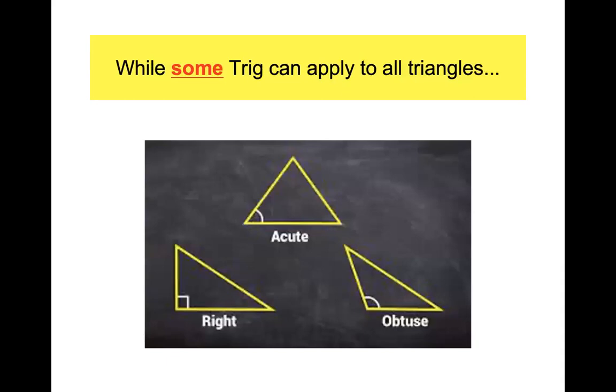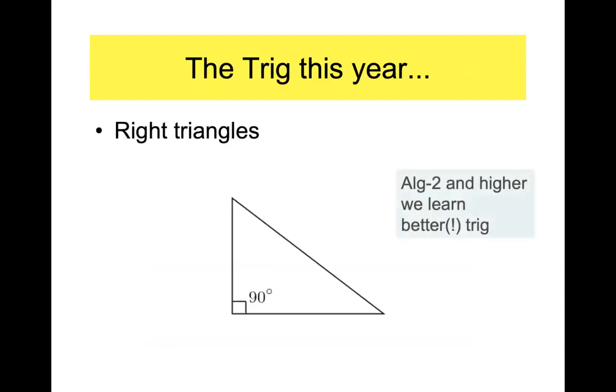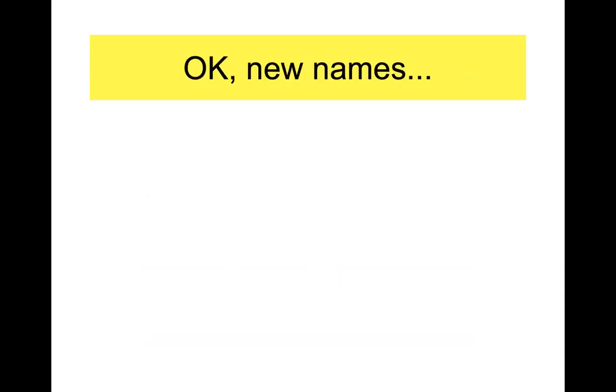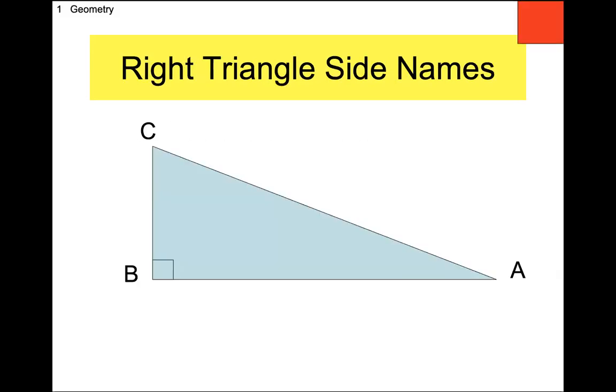So trigonometry can work with all triangles, but some trig only works with right triangles, and that's the trig I'm about to teach to you. So trig this year only deals with right triangles. In Algebra 2 and better, I mean pre-calculus, calculus, we're learning other trig for all triangles. All right, so I said some more vocabulary, some new names. Here we go. So the sides of right triangles, well, if we're dealing with Pythagorean theorem, that's a and a b and a c. We're going to give new names to them.